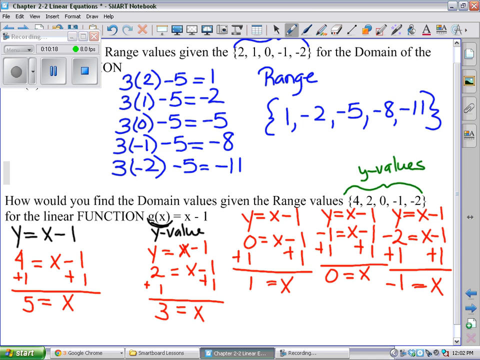So now I have my x values, so my domain would be -1, 0, 1, 3, and 5. Notice how I just put them in order from least to greatest.